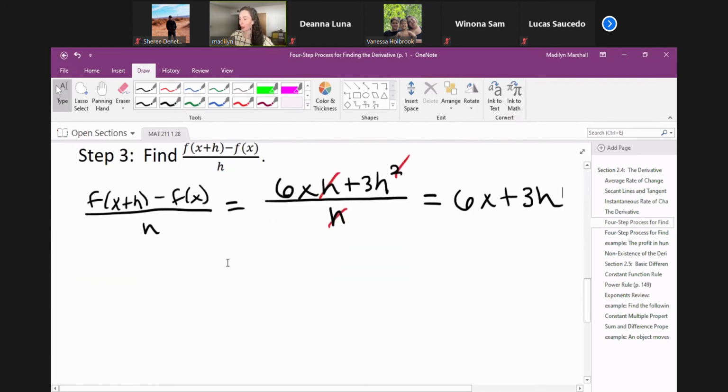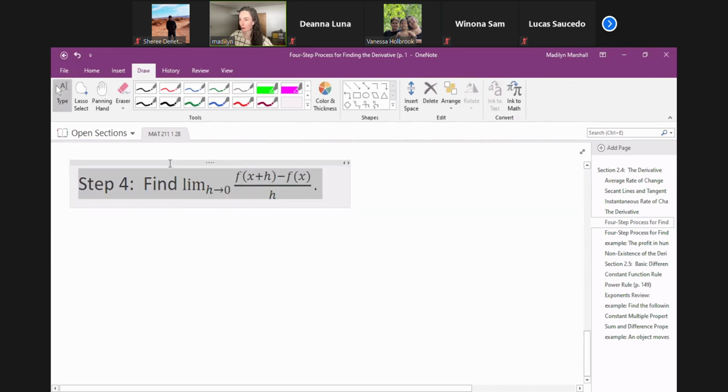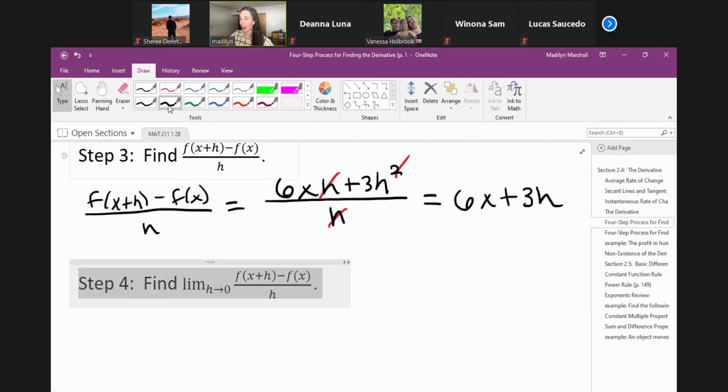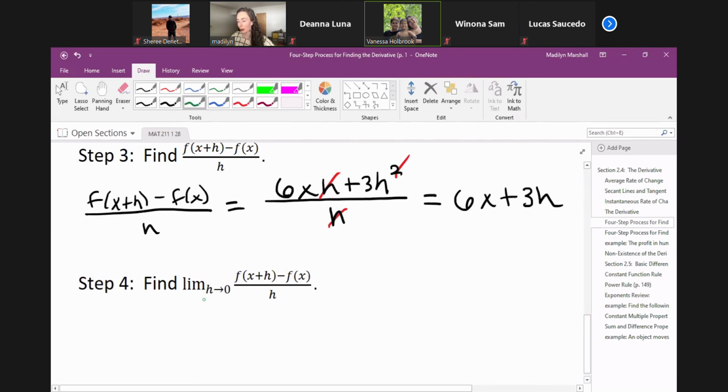And in step 4, we have the limit. And just a little note, depending on the format of the typing, sometimes the h going to 0 is off to the side like this. It doesn't mean anything different. It's just how formatting occurs sometimes. So this is still the limit as h goes to 0 of 6x plus 3h.